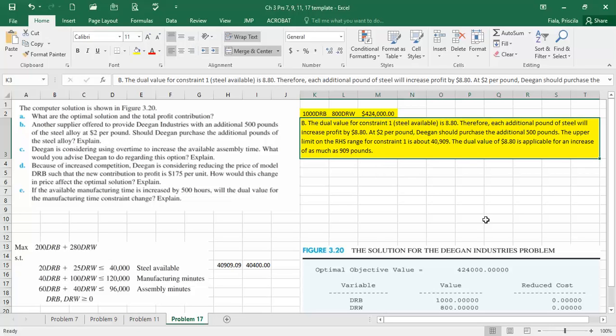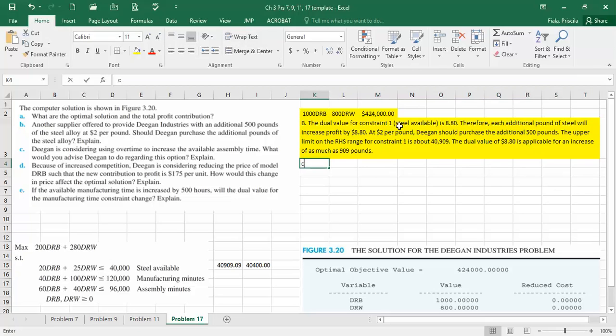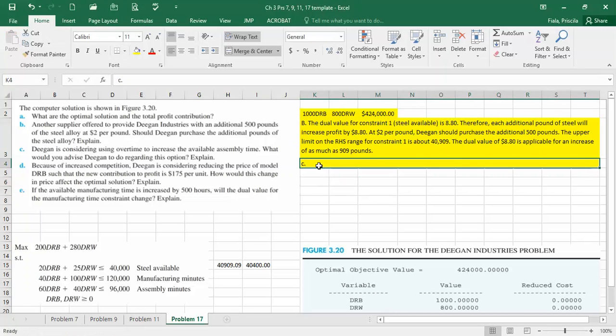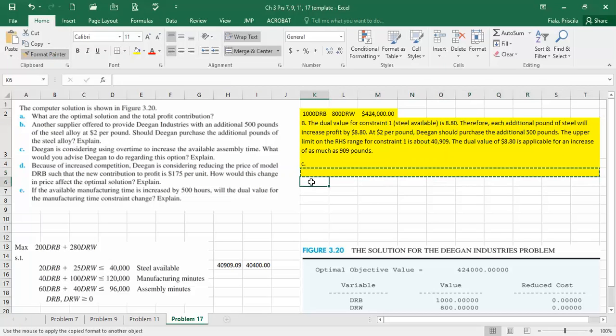So please look at the values, look at the sensitivity report, and read this sentence to see if it makes sense. Now let's do C. Now it says that Digan's considering using overtime to increase the available assembly time. What would you advise Digan to do regarding this option? Explain. Be very careful to explain your answers. On your final exam, I am going to look for that. It's not just a matter of giving me numbers, it's a matter of also telling me why.